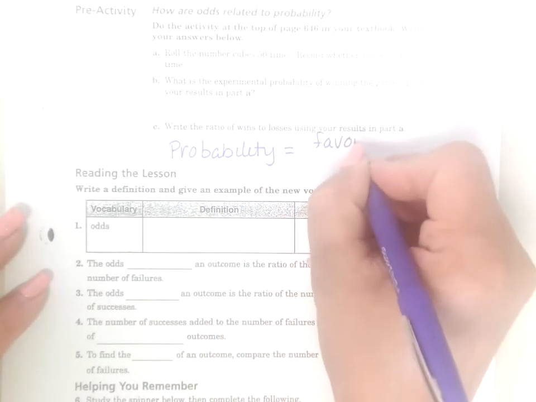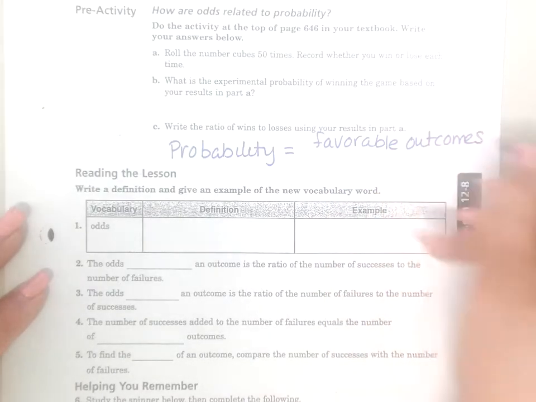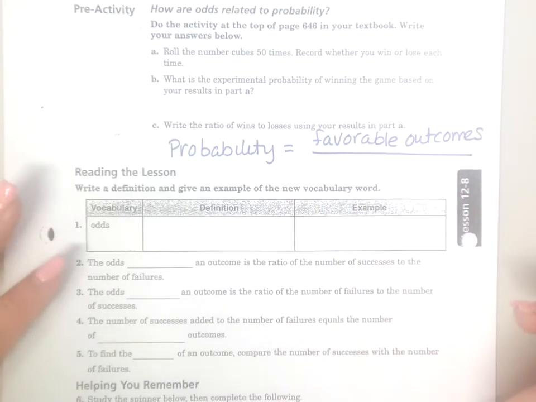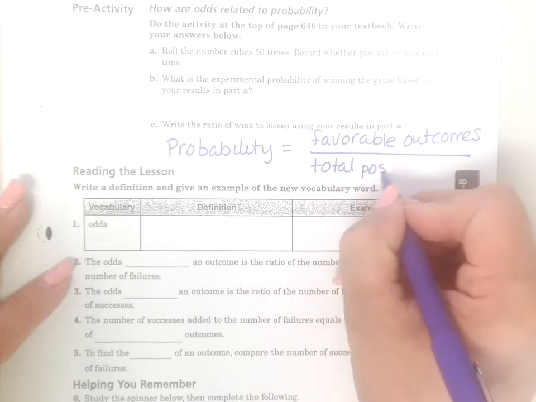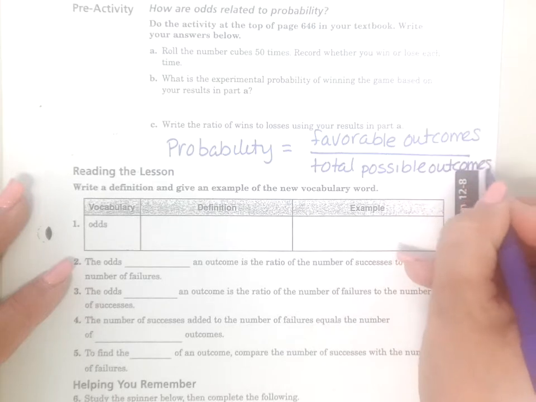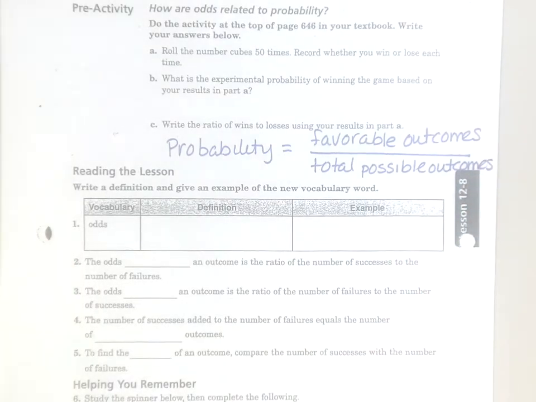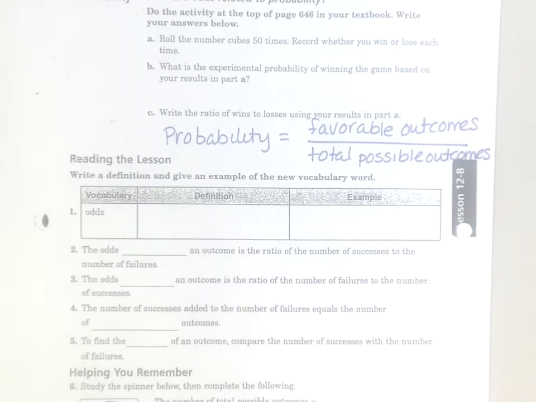So probability has favorable outcomes on the top. In other words, what you want to get, how many choices there are of what you want, over total possible outcomes, which is how many total outcomes there are. So if you're looking at a six-sided number cube and you want to roll a 1, there is only one 1 on there out of 6 total, okay?